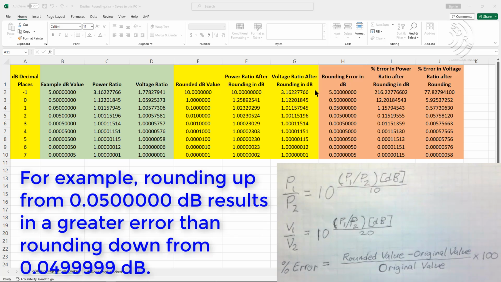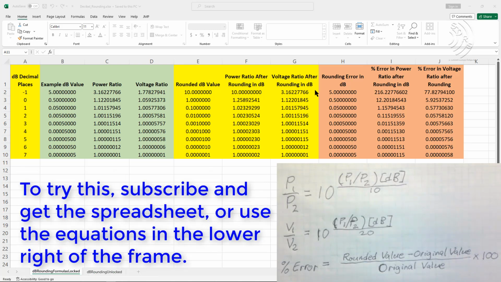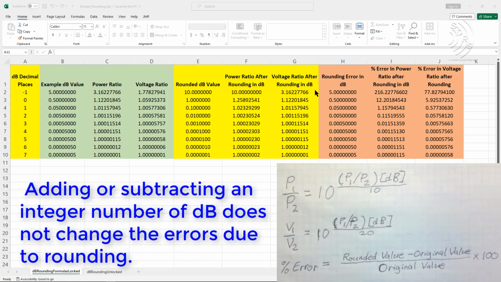For example, when rounding to the nearest 0.1 dB, the error introduced by rounding up from 0.05 dB to 0.1 dB is greater than the error introduced by rounding down from 0.0499999 to 0.0 dB. You can try this yourself by subscribing and using the spreadsheet, or by calculating the errors yourself using the provided equations. Also, adding any positive or negative integer number of decibels to the dB value to be rounded does not change the error introduced by rounding to the specified number of decimal places.